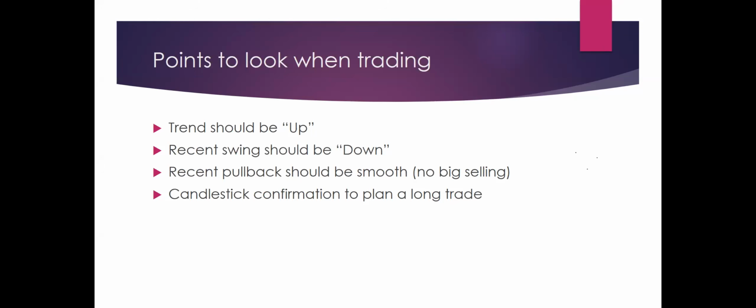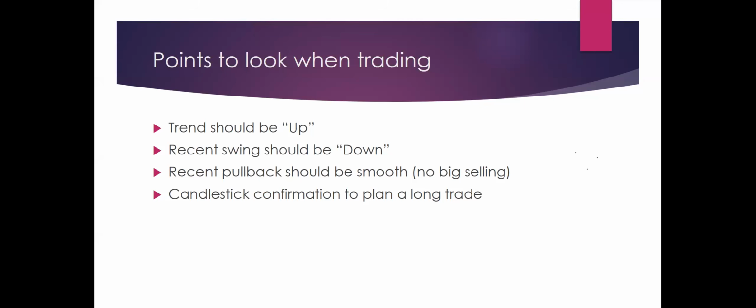Number one, the trend should be up. The script should show a clear uptrend. And number two, the recent swing should be down. When I say recent swing, it's a pullback. That pullback should be down. Then only you will get a good risk reward trade.